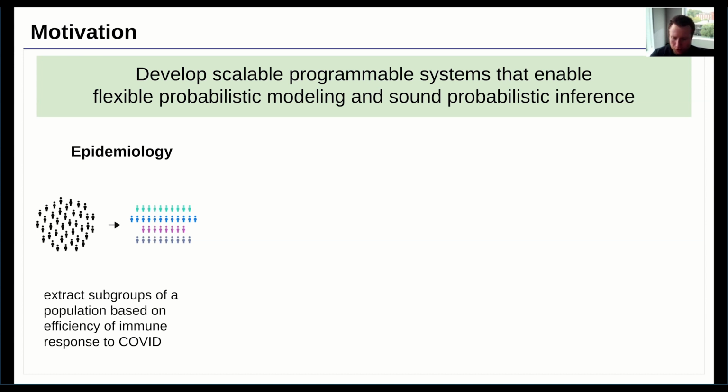In epidemiology, for example, one of the major surprises during the coronavirus pandemic is that COVID is extremely deadly to certain groups of people, but much less harmful to other groups, often in very unpredictable ways. So we might like to build statistical algorithms that can automatically extract these different groups and stratify them according to their expected immune response to COVID.